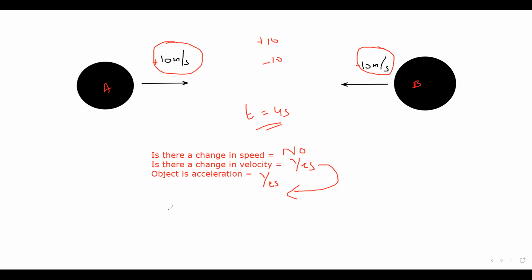And what about the acceleration of the object? When we calculate the acceleration of this object, the formula for acceleration is equal to the change in velocity, or final minus initial, divided by time. The change in velocity is final minus initial. Like if I want to calculate the change in velocity, that is the final minus initial.